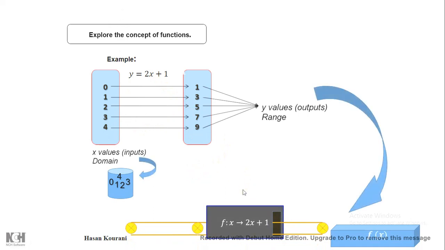Let's consider the function or the relation as this machine that works on these inputs by multiplying each input by 2, then we add 1 to it, as you see in this animation, to give 1, 3, 5, 7, and 9. This is the main concept, or the general concept, of a function.